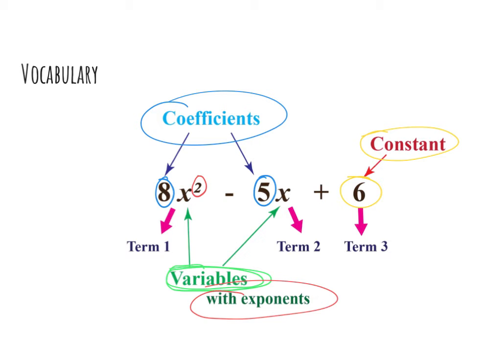The new thing we are talking about now is terms. A term is separated by addition or subtraction. So 8x to the second power is one term, 5x is another term, 6 is another term. The minus and the plus are what divide the terms into different things.